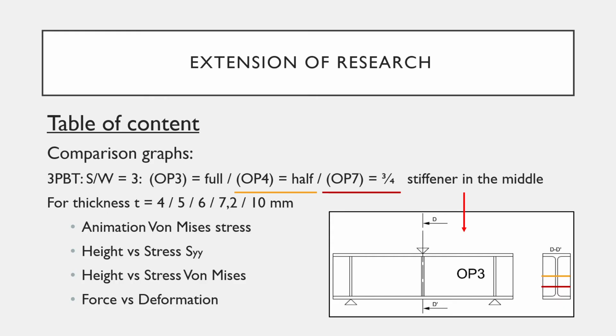An extension of this research, comparison graphs are made in a 3-point bending test with S to W equal to 3 for option 3, 4 and 7. So that's with a full stiffener in the middle, a half stiffener, and a 3/4 of a stiffener in the middle. And this for thicknesses T equal to 4, 5, 6, 7.2 or 10 millimeter thickness of the middle stiffener. And I will show the von Mises animations.